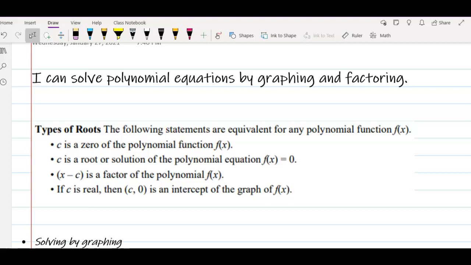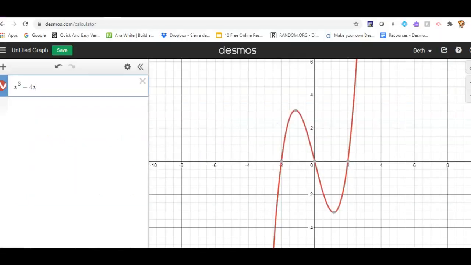So sometimes you hear us refer to roots or zeros or solutions or factors, and we kind of gloss over it and say, yeah, you know, they're all the same thing. But let's take a closer look. So C is a zero of a polynomial function. What does that mean? Well, if I look at this polynomial function here, x cubed minus 4x, C would be any number like -2, 0, or 2.